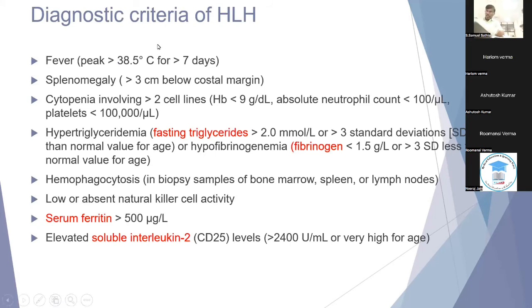So this is just one slide about the diagnostic criteria of hemophagocytic lymphohistiocytosis, where there are 8 criteria and at least 5 must be present to classify the case as hemophagocytic lymphohistiocytosis.